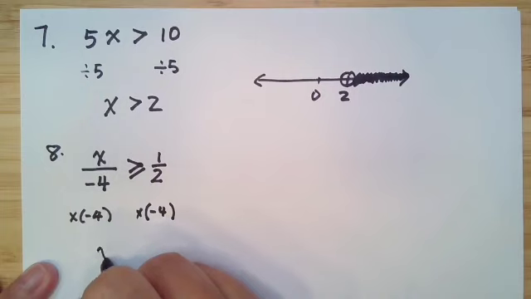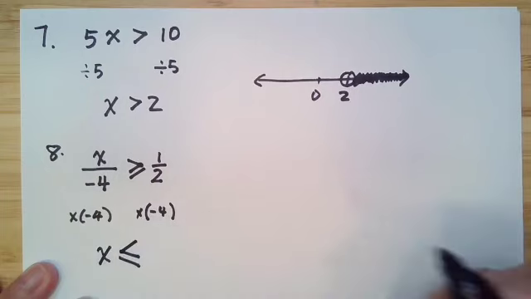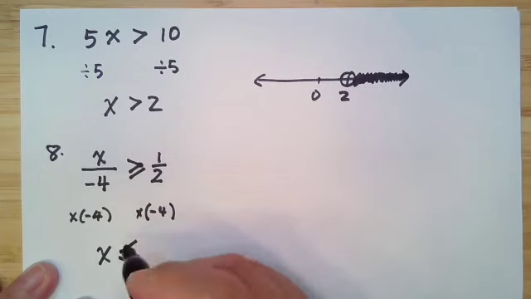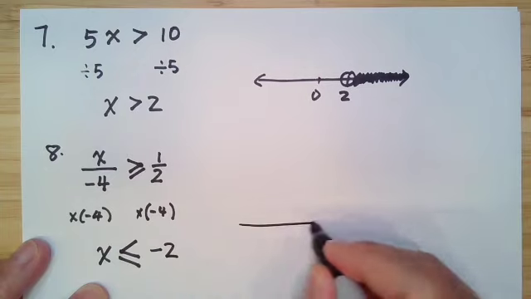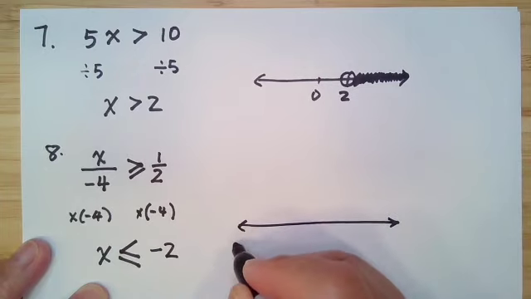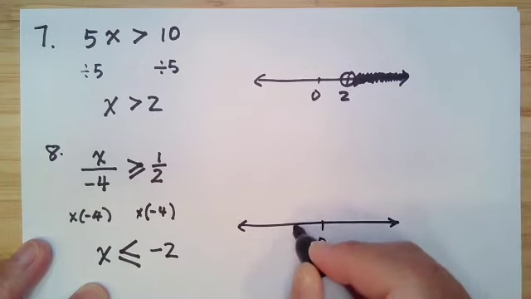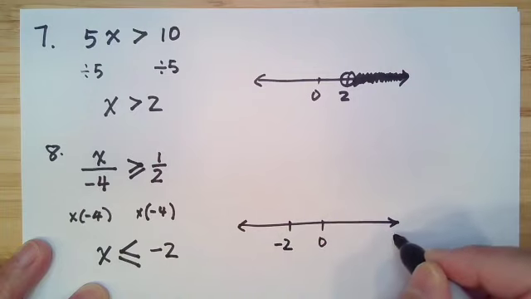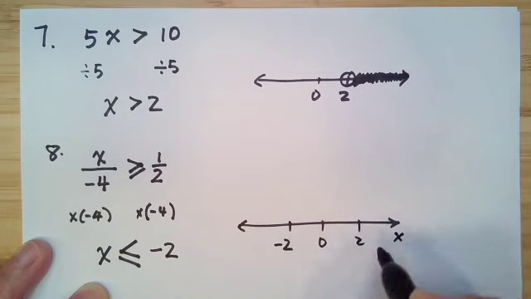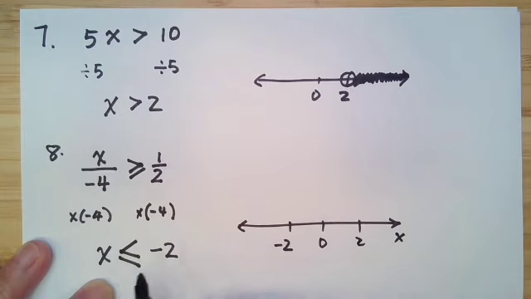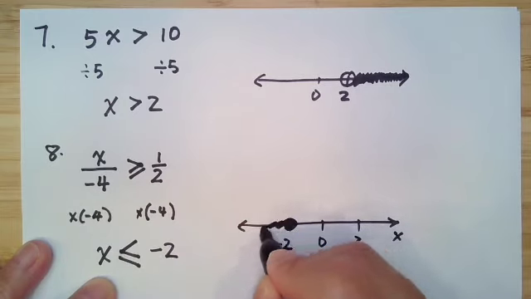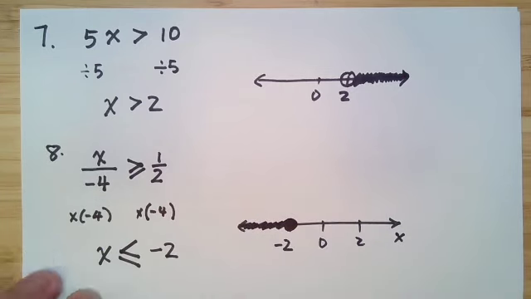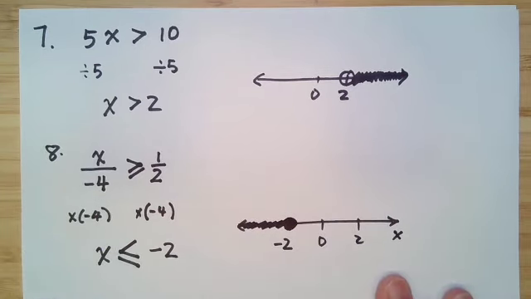You have x, and then you change the direction. And 1/2 of negative 4 is negative 2. So that's your solution: x is less than or equal to negative 2. Here's 0, negative 2, and here is 2. I have a solid dot, and then I mark this area. So that's your solution. This is example number 8.